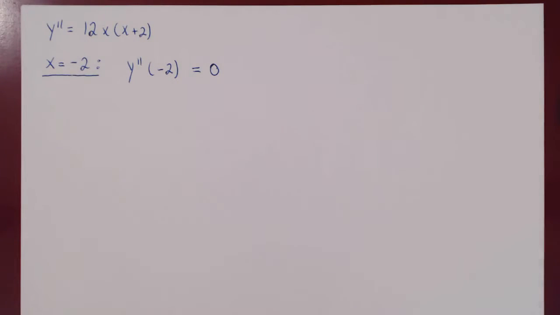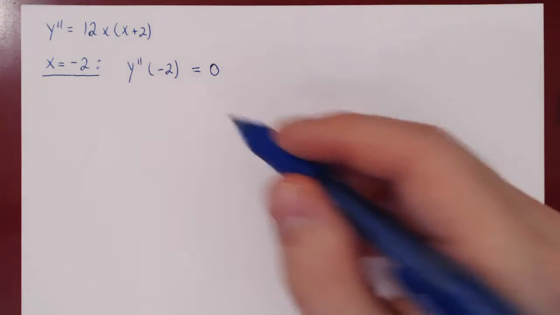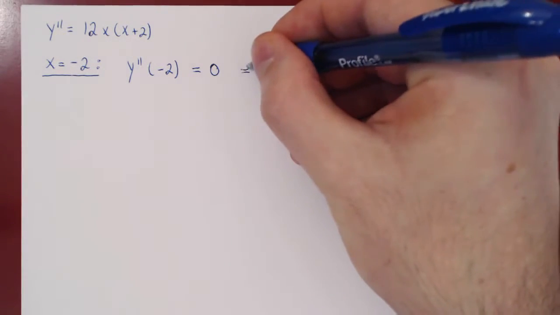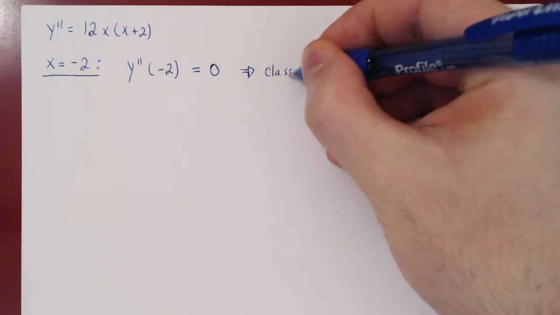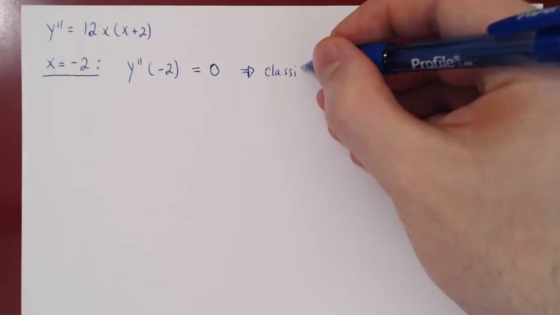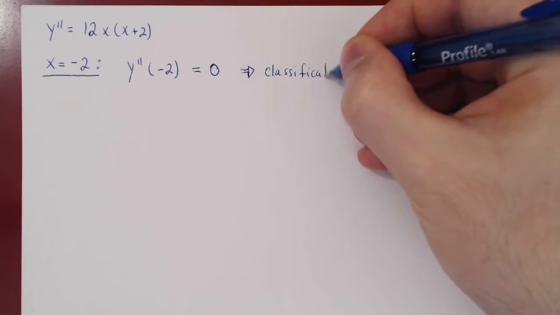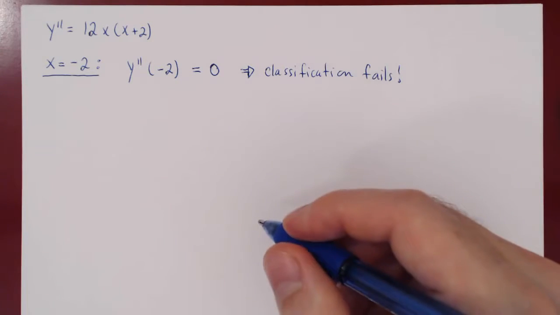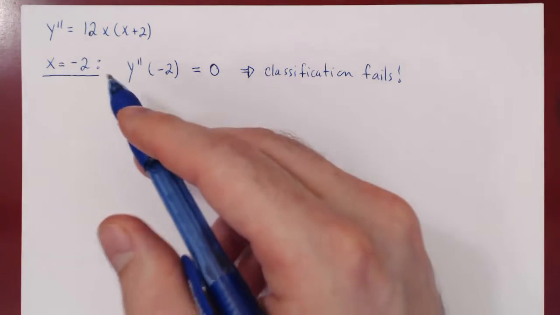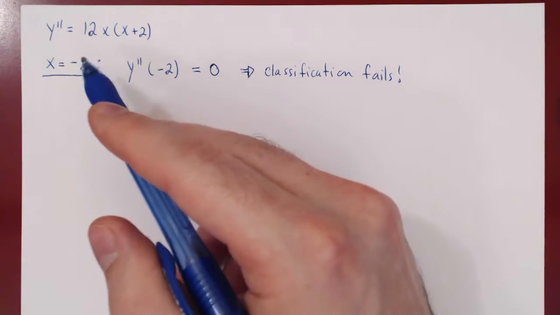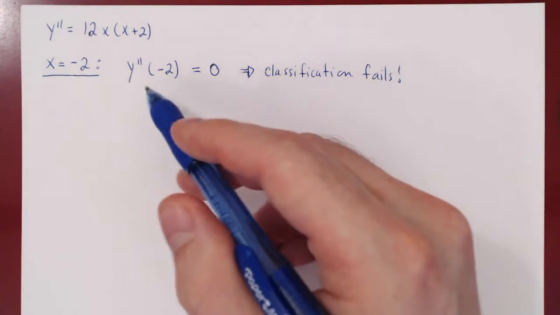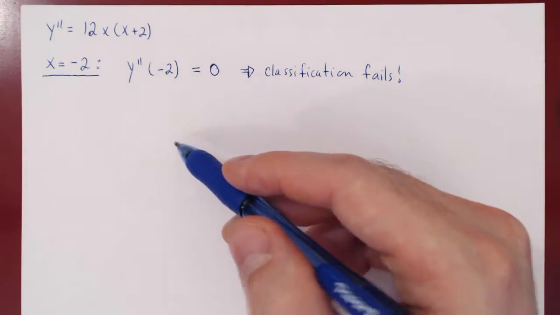And this gives us nothing. If the second derivative is positive, the curve is concave up. If the second derivative is negative, the curve is concave down. If the second derivative is 0, we get no information. So the classification fails at negative 2. So the question is now, how do we figure out what the curve looks like locally around negative 2 if our classification exactly at negative 2 fails, because the second derivative is equal to 0.